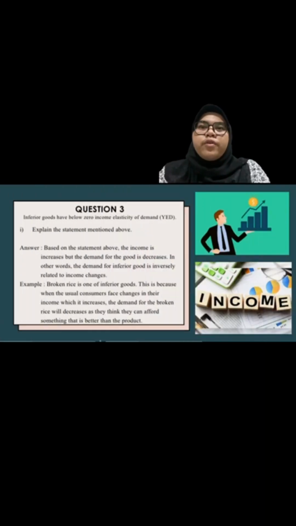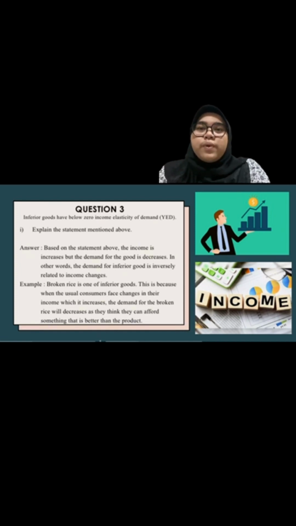Question 3.1: Explain the statement mentioned above. The statement states that inferior goods have below zero income elasticity of demand, and the answer will be based on the statement above. The income increases, but the demand for the good decreases. In other words, the demand for inferior good is inversely related to income change.